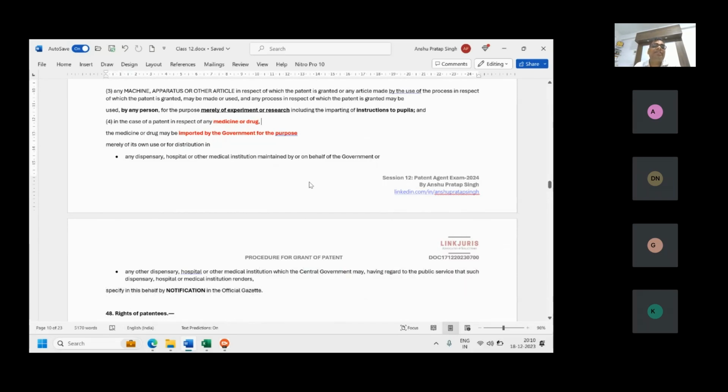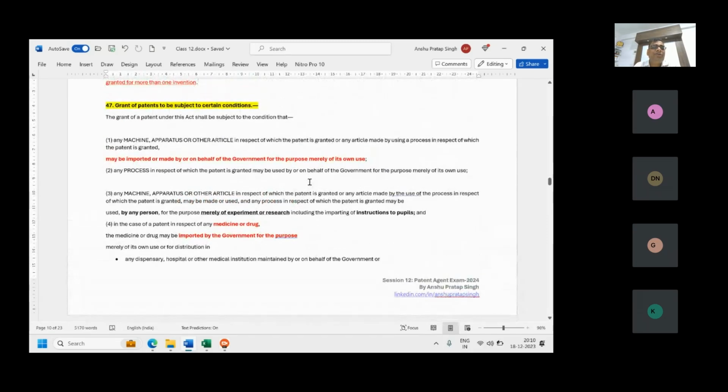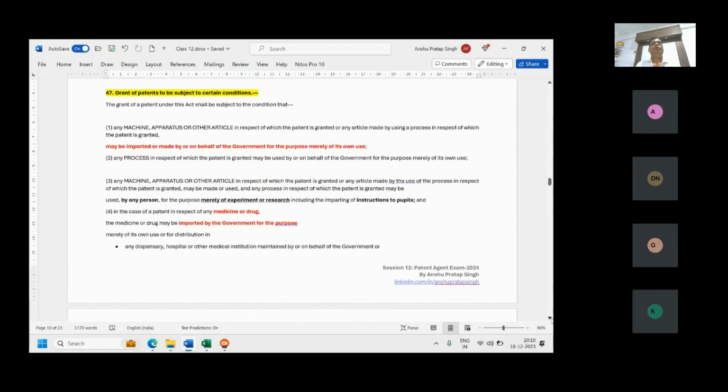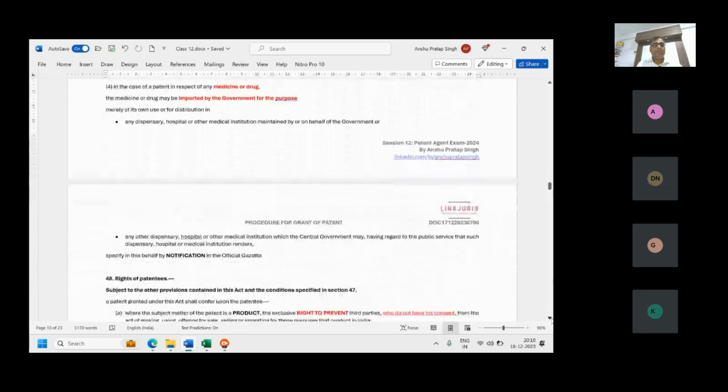So please remember these exceptions and conditions. This way or that way, they have always been asked. The grant of patent is subject to what conditions? Either they create a case study on this or they ask it directly. They have done that. So this is a very important section.